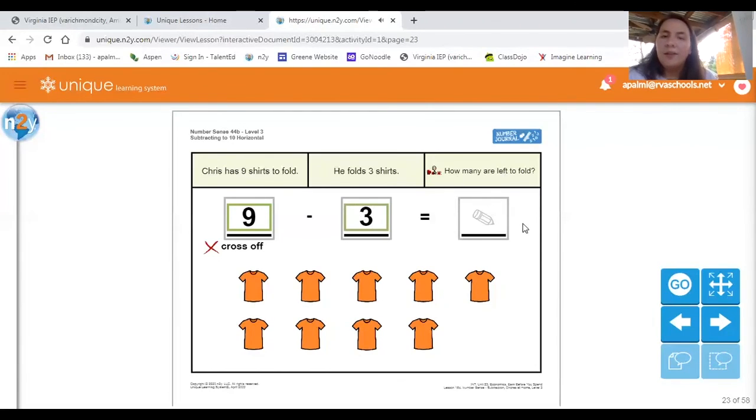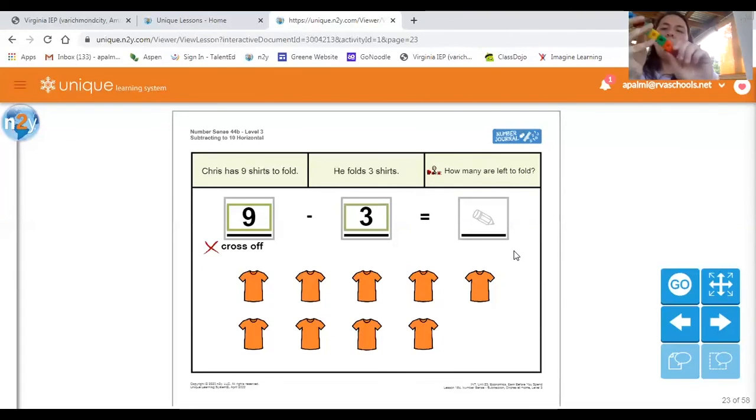Beautiful. So now my last sentence says, how many are left to fold? What's my keyword? Very good. I heard the word left, and left means the same thing as take away or minus or subtraction. They all tell me I need to take some away. So here are my 9. How many do I take away? 3. Beautiful. Whoops. So I'm going to take 1 off at a time and count as I go.